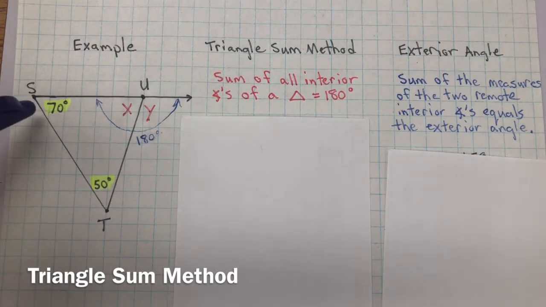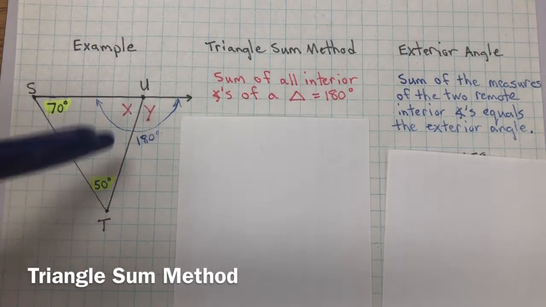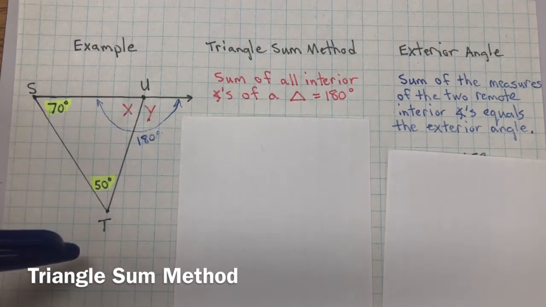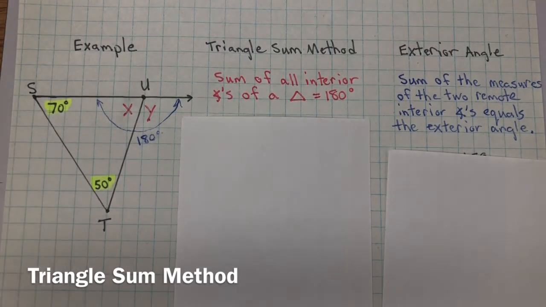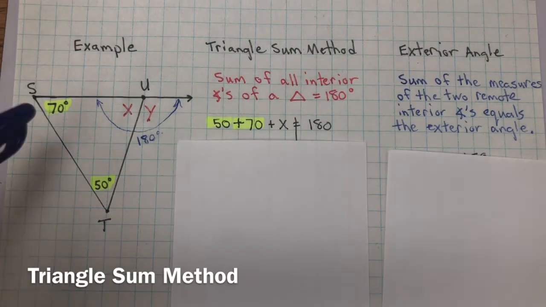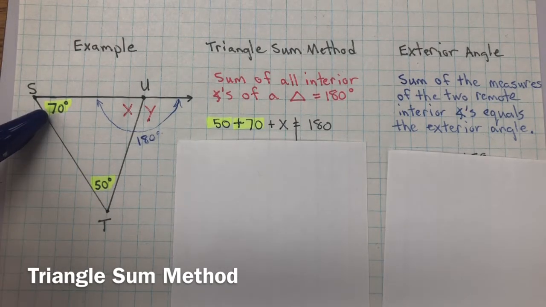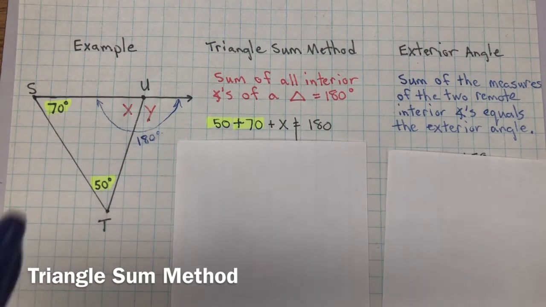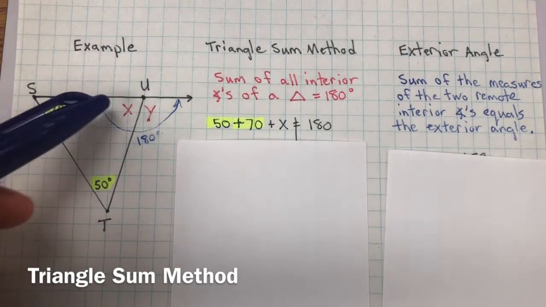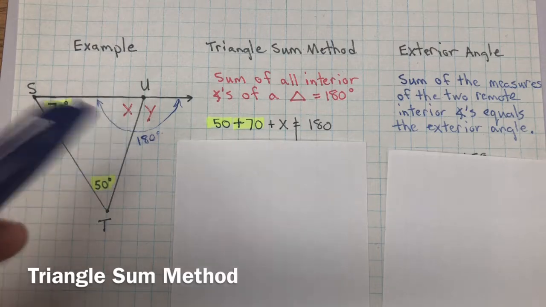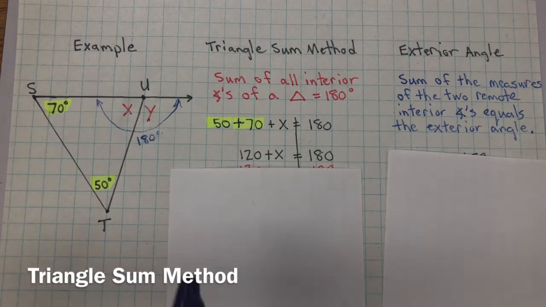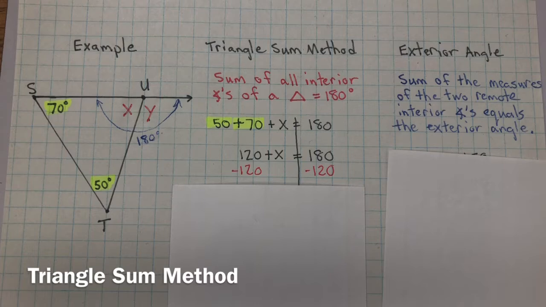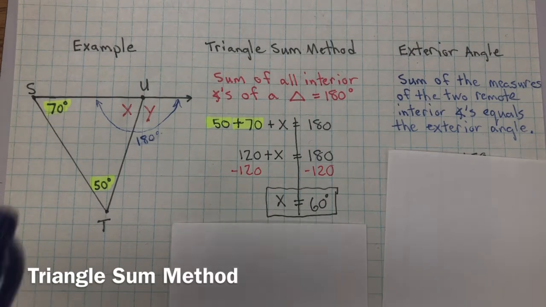So remember that the sum of all interior angles equals 180 degrees. So here we have 50 plus 70 plus x equals 180 degrees. Now we solve for x to find the measure of this angle. 50 plus 70 is 120. Inverse property of addition is subtraction, so we're going to subtract 120 from both sides of the equation. And now we have x equals 60.